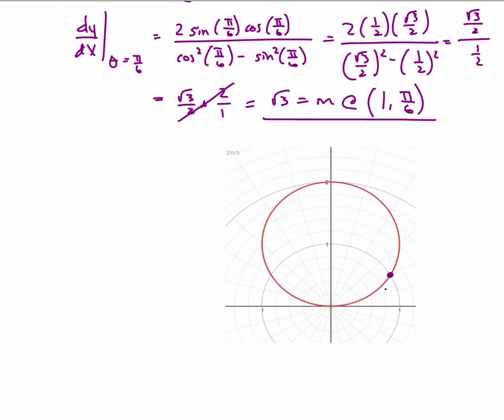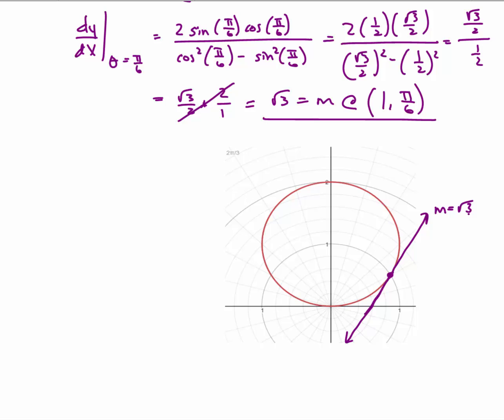So basically I'm trying to find the slope of the tangent line at this point. So this is the line, and then the slope of this line is the square root of 3. So that's what I found out.